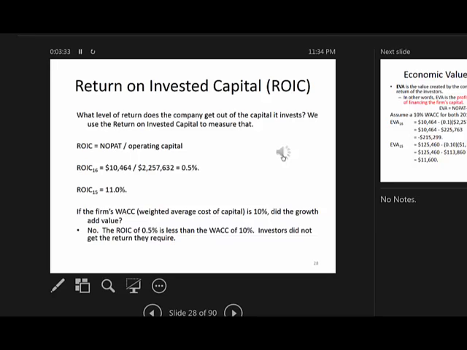Then think about it. If the company's WACC, which is the weighted average cost of capital, is 10%, does the growth of the company in 2016 add value to the company? Or say, do all those investments add value for this company? The answer is actually no, because the return is only 0.5%, which is lower than the cost, the WACC, of 10%. Investors actually did not get the return that they would require.